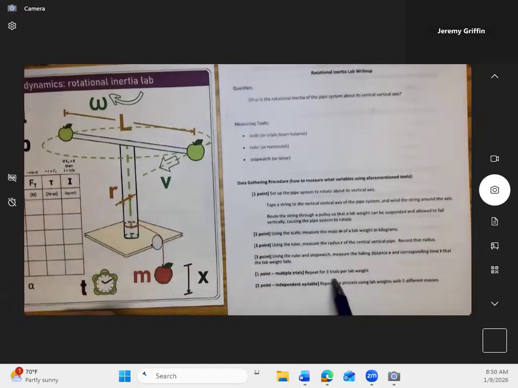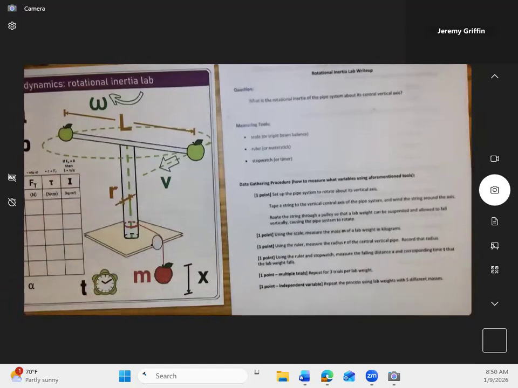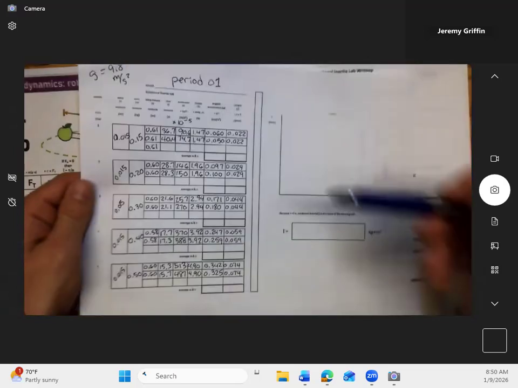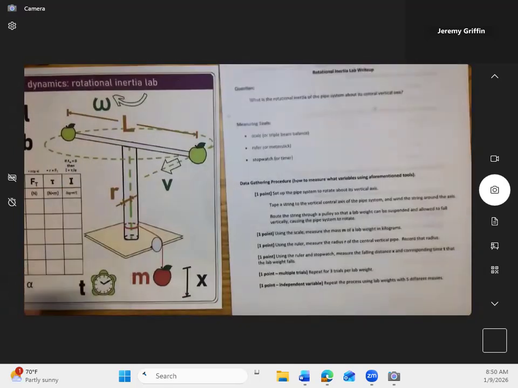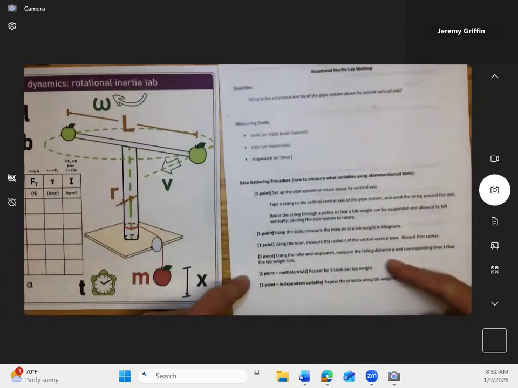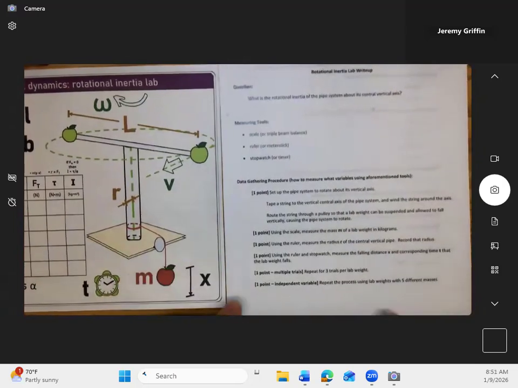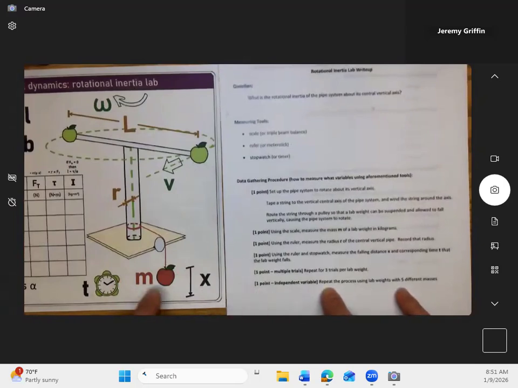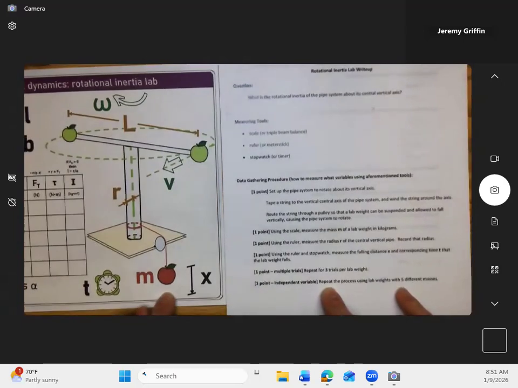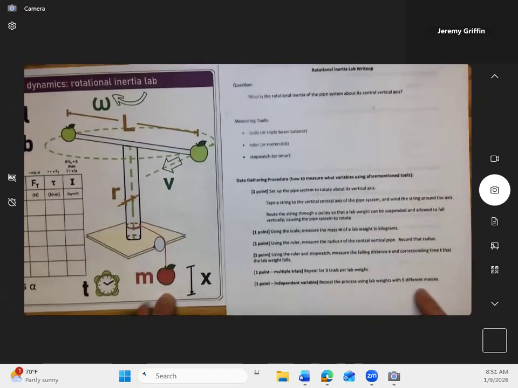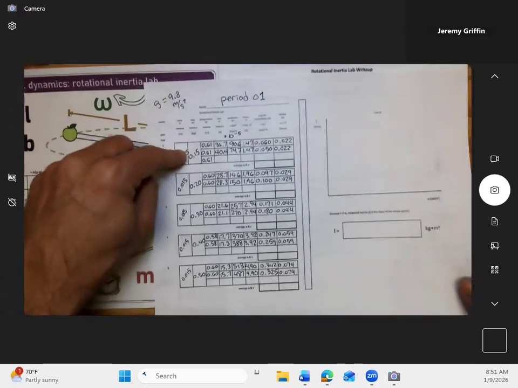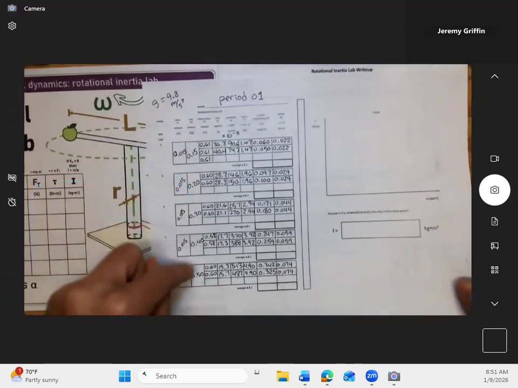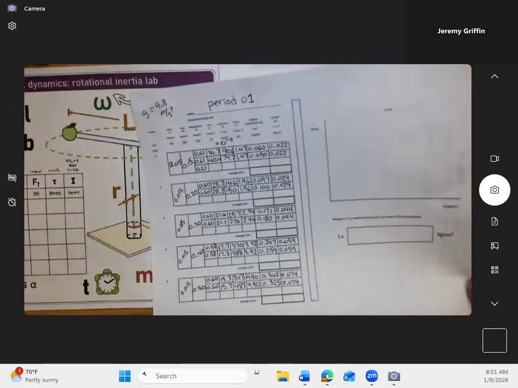Then for multiple trials, repeat 3 times per lab weight. Now, of course, yesterday in class we just did 2 times per lab weight because we only had so much class time. But you probably want to say at least 3 trials. Then I identified the independent variable. You remember we were changing out these lab weights throughout the class yesterday? So it's maybe at least 5 different masses, which is exactly what we did. We went from 0.15 kilograms, 0.2, 0.3, 0.4, and 0.5 kilograms.